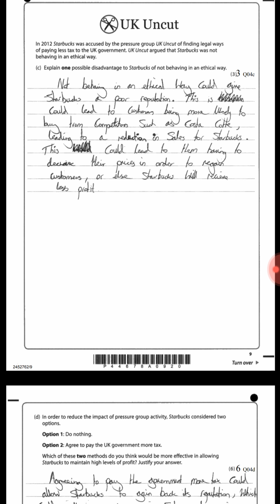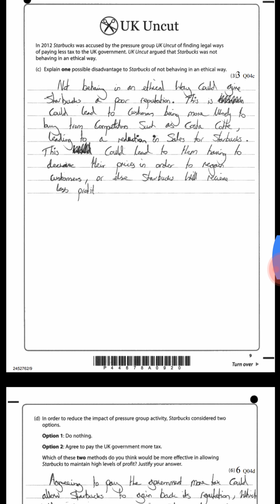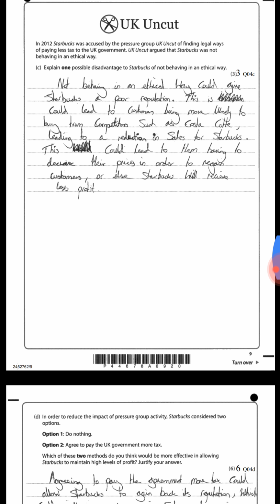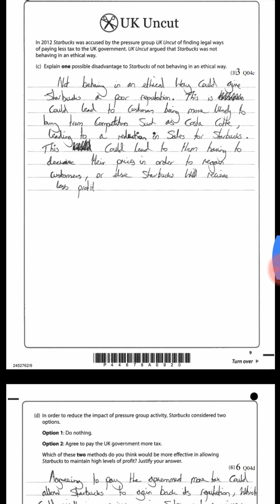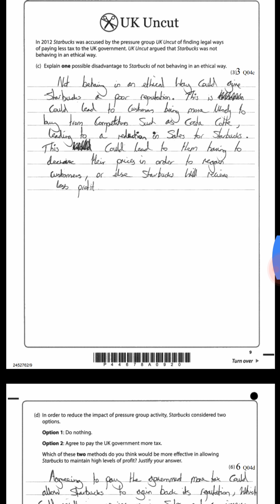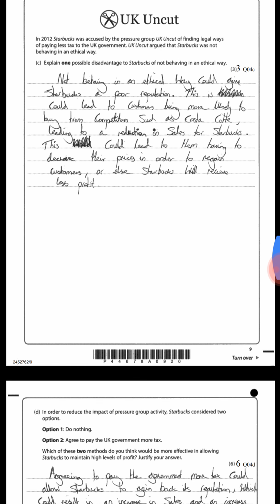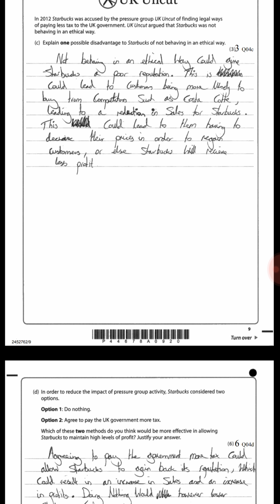So this student got 3 out of 3, and they put not behaving in an ethical way could give Starbucks a poor reputation. This could lead to customers being more likely to buy from competitors such as Costa, leading to a reduction in sales for Starbucks. This could lead them having to decrease their prices in order to regain customers, or else Starbucks will receive less profit. So you see, it's in context, it's talking about Starbucks, its rivals, and coffee, so it's beautifully in context and deservedly gaining 3 marks for that.